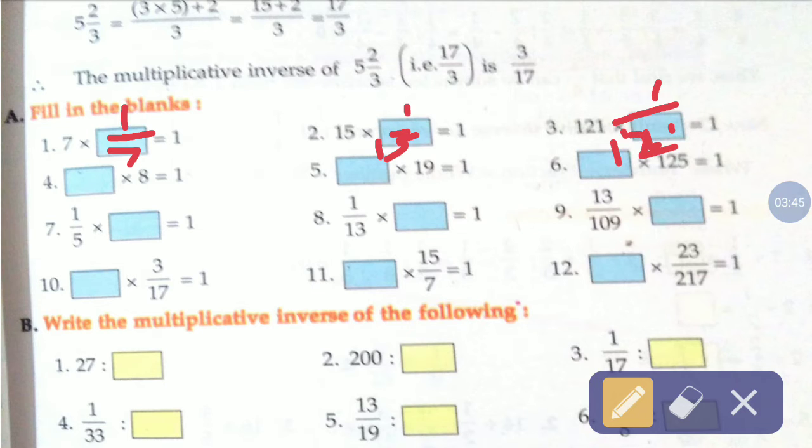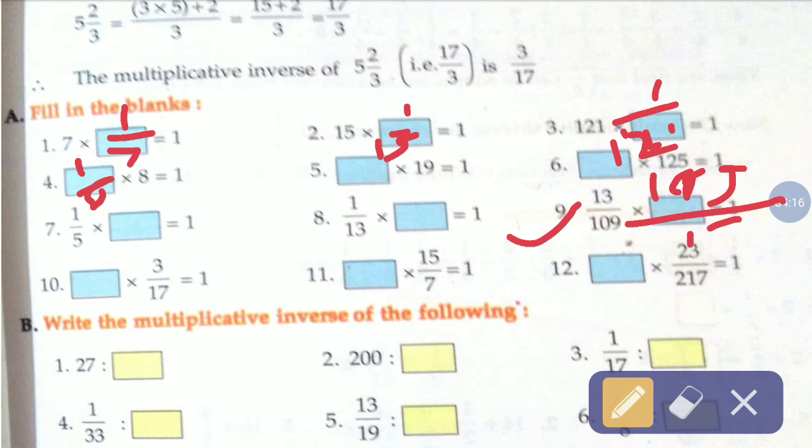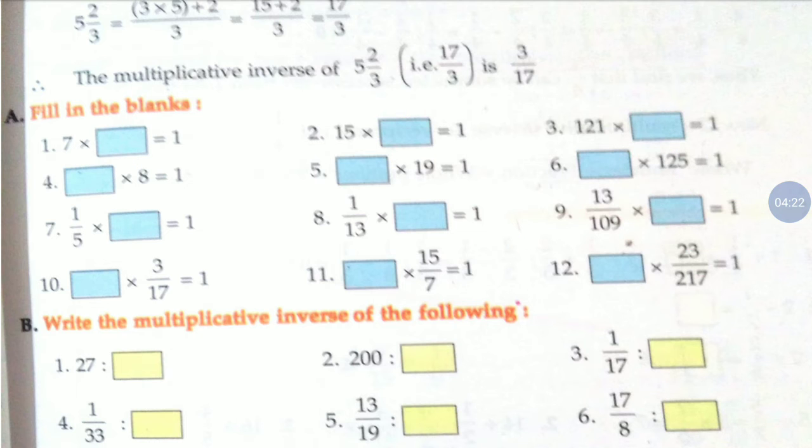So what do you have to do here? In the next one, dash multiplied by 8 is equal to 1. So 1 upon 8 multiplied by 8 is equal to 1. So for the inverse, what we have to do is change the numerator to the denominator and the denominator to the numerator. Here 13 upon 109, and in the ninth question it will be 109 upon 30. It's the same thing you have to do in all the sums.